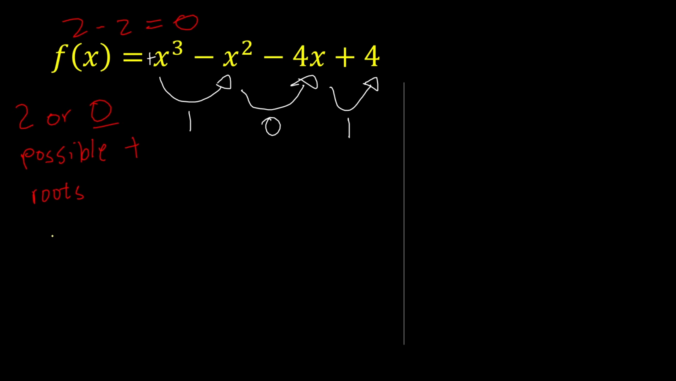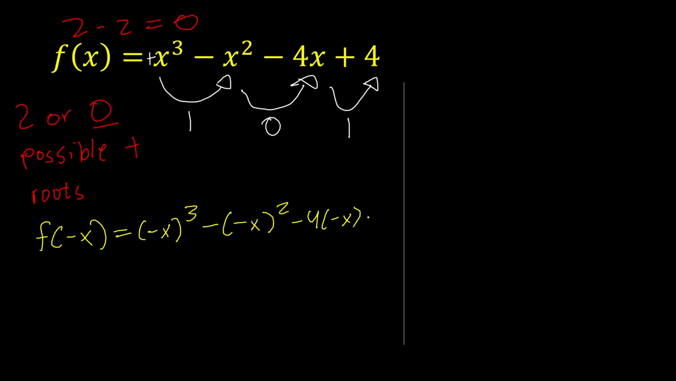Now for the possible number of negative roots, you have to substitute x with negative x. And we have to simplify this. Okay, so remember that this is not positive x squared but still negative x squared, because negative x times negative x is equal to positive x squared. And you multiply that with a negative sign here, that is negative x squared.